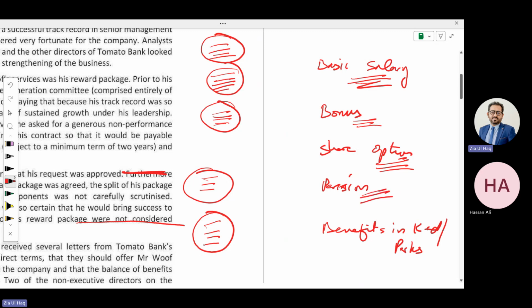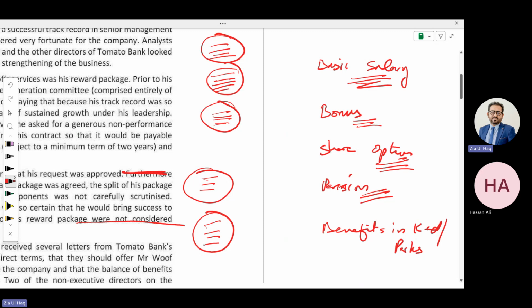Pension. What is pension? A long-term benefit that the company normally provides to its employees at the time of retirement. It varies from company to company according to company policy, but it's a long-term benefit. Long-term means normally the company provides it at the age of retirement, or long-term means after 5 years or more.